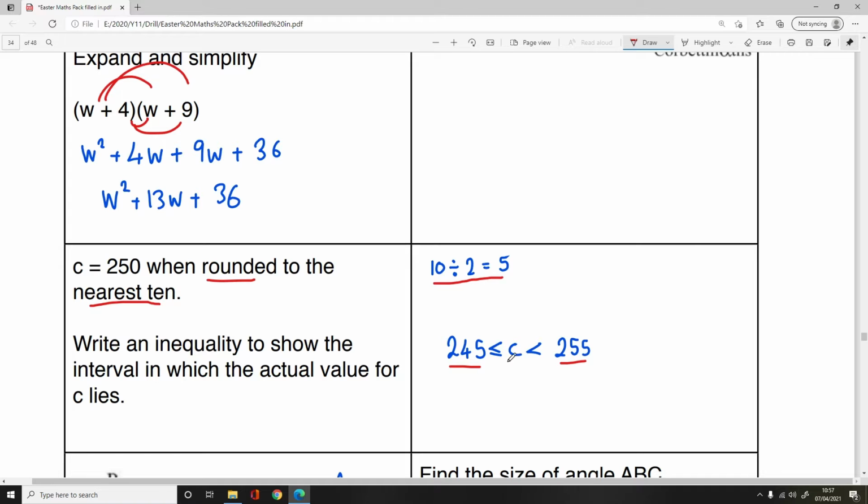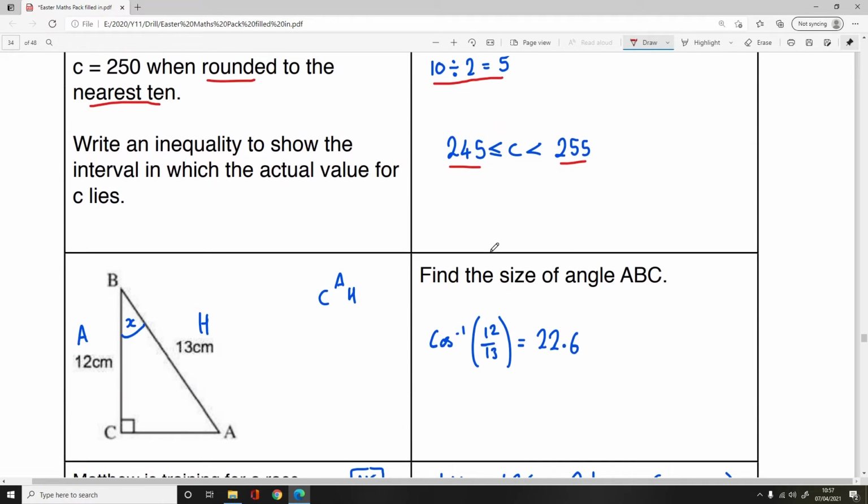The other thing to bear in mind, I think we said this yesterday, possibly the day before, is the inequality should have an equal to on the left and not on the right. That's because 245 exactly would round up to 250, but 255 exactly would round up to 260, so we can't have it. Okay. Next up, we've got a nice little SOHCAHTOA question.